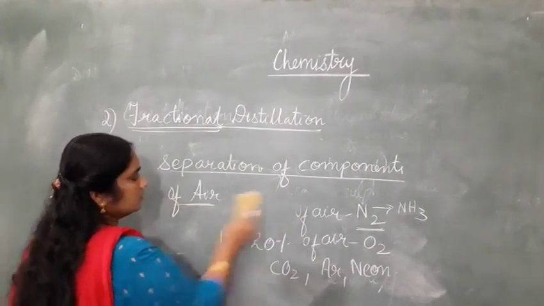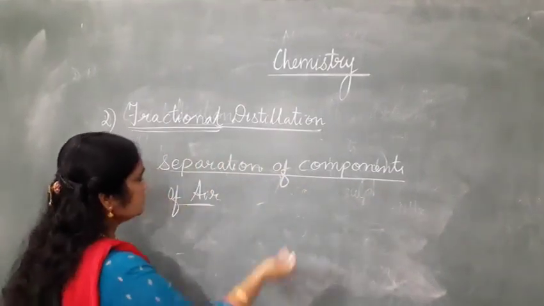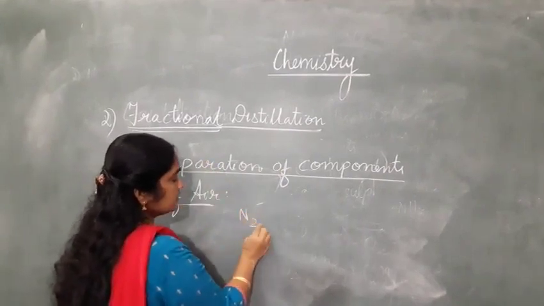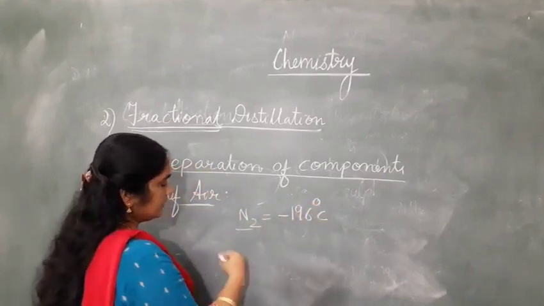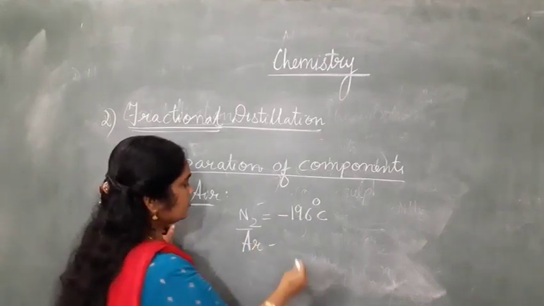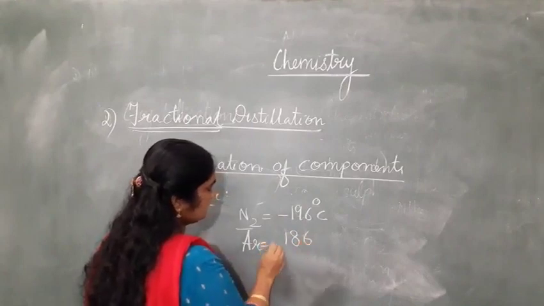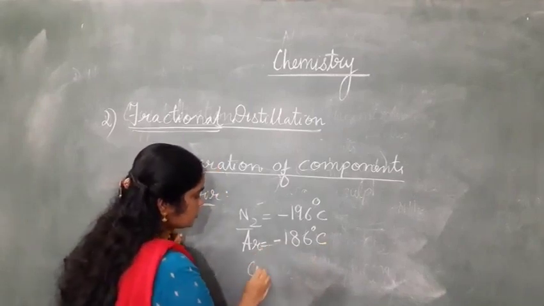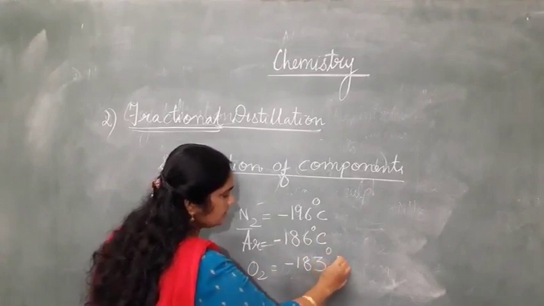Now that is one, based on the difference in the boiling point. Now the boiling point you can see here: nitrogen gas has the least boiling point, that is minus 196 degrees Celsius. And then there is argon, an inert gas, the boiling point is nearly minus 186 degrees Celsius. Next comes oxygen. The boiling point of oxygen is minus 183 degrees Celsius.